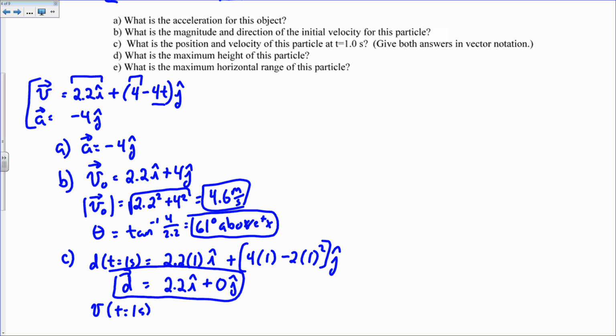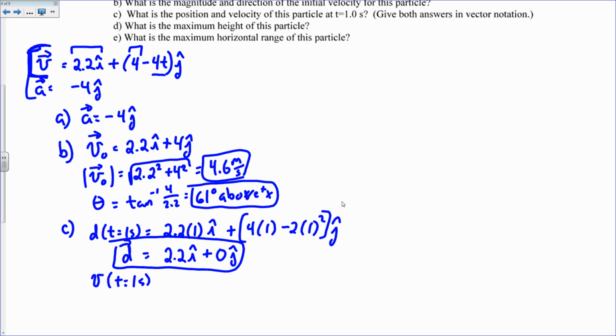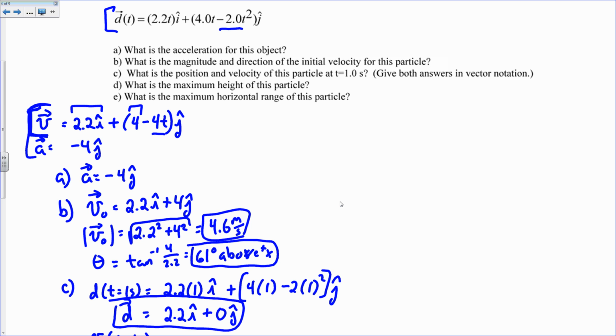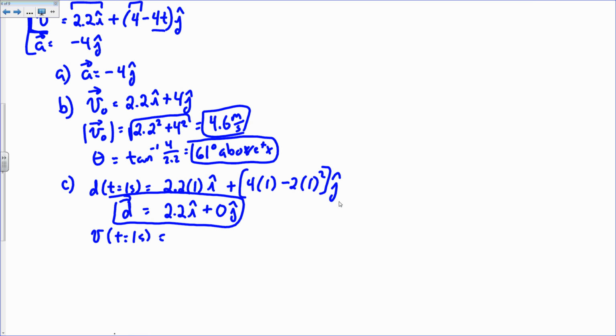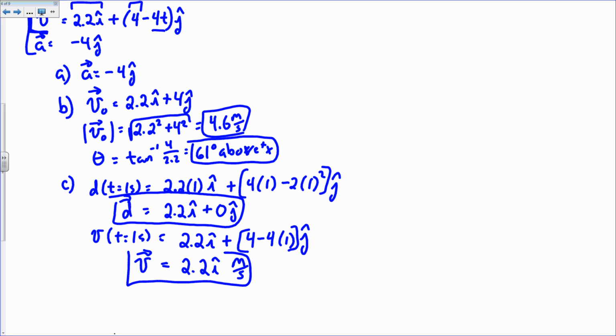All right, and then the velocity at t equal 1 second, this is d. I'm just plugging into the velocity function for t equal 1 second, and it's going to equal 2.2i plus 4 minus 4 times 1 j, which is just 2.2i. And that's in meters per second. And this is in meters up here.